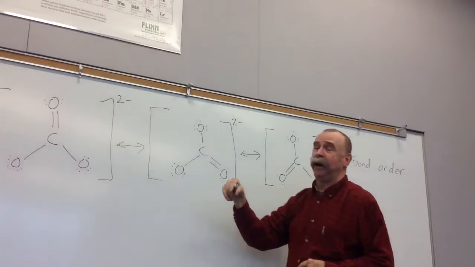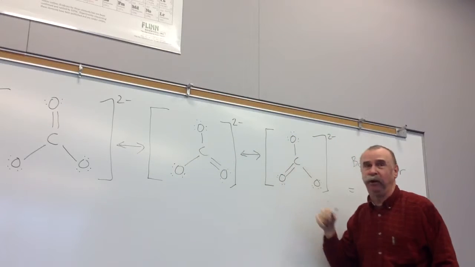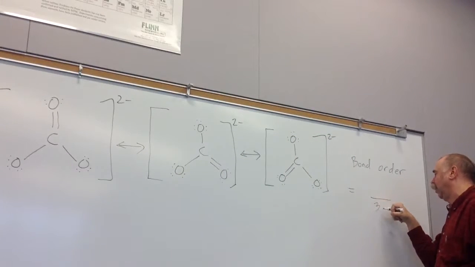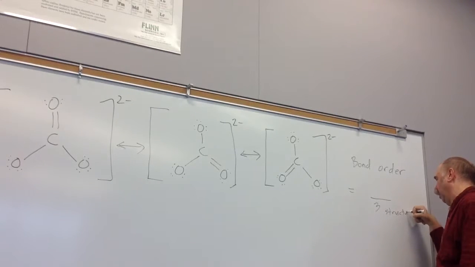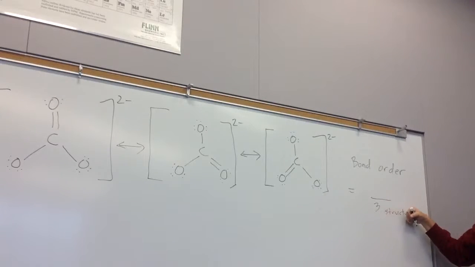What we're going to do, we need to take an average. How many different structures am I going to average it over? 3. So I'm going to divide by 3 because there's 3 structures. If you're actually going to write down the math, you wouldn't normally write down structures, just the 3. I'm just trying to explain where the 3 comes from.